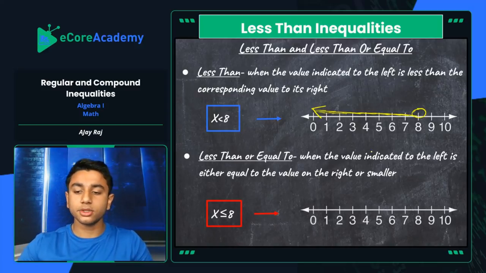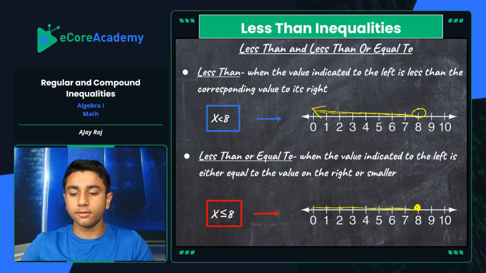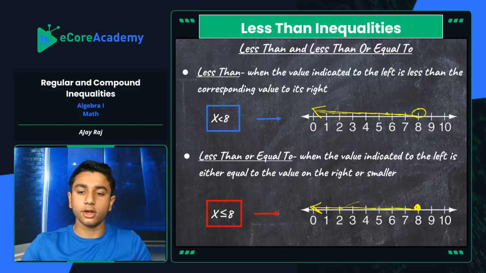Instead of putting an opening circle, we'd put a closed circle on 8, and then we'd start to etch out our line going towards the left because it's less than. I'll draw my line a little bit above the number line so you can actually see it and it's not straining your eyes. But that's the basic example here.